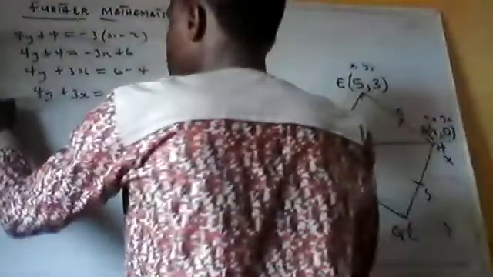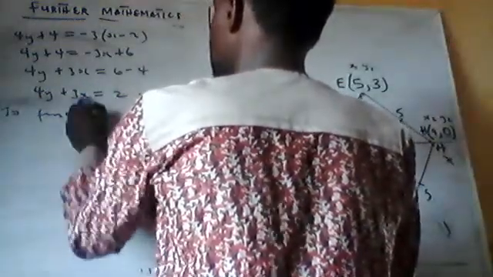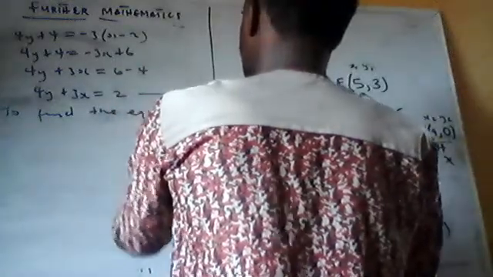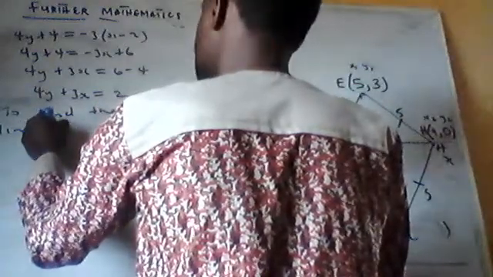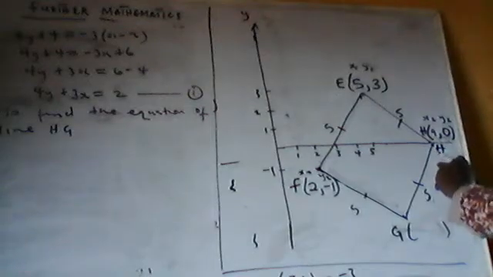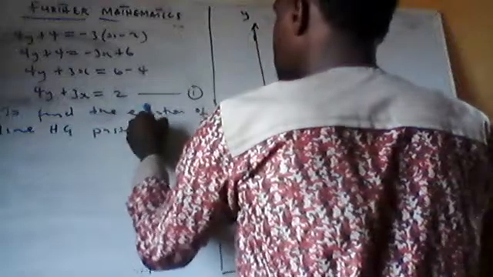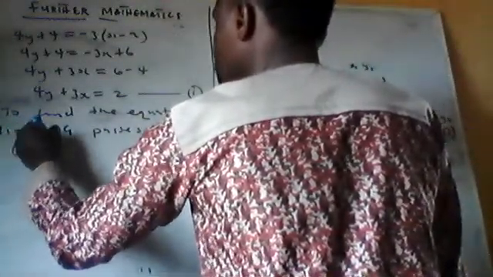To find the equation of line HG, it passes through what? It passes through H, which is what? 9 and 0. That is what? 9, 0. This will be our x1, y1.